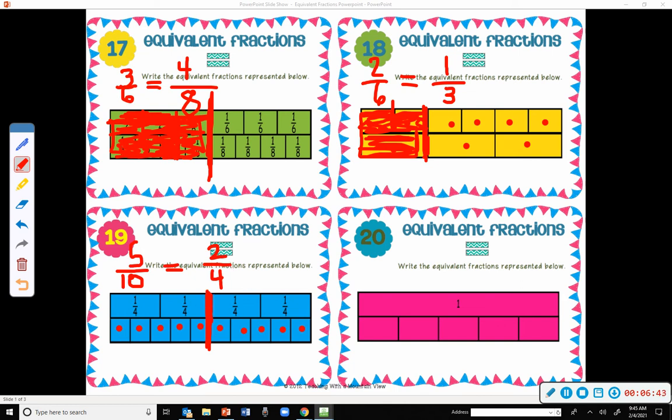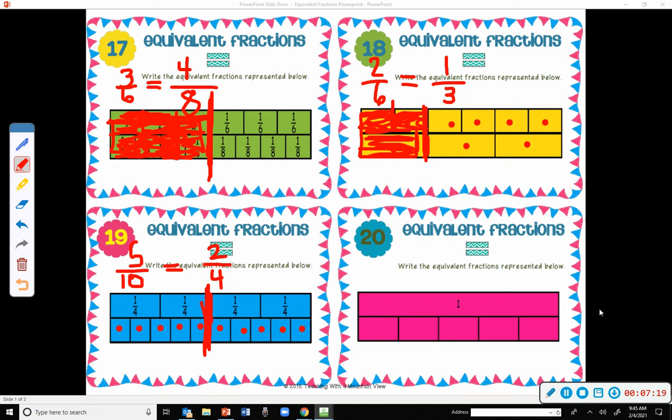Can y'all think of what else this would equal? What do you notice? If I'm putting this line here, what did I do to all of my bars? Does it look like I cut it in half? Does it look like it's right in the middle? Yes. So we could also say both of those fractions are equal to what? They're equal to 1/2. Okay, because they're both right in the middle. Okay, so let's go to number 20.